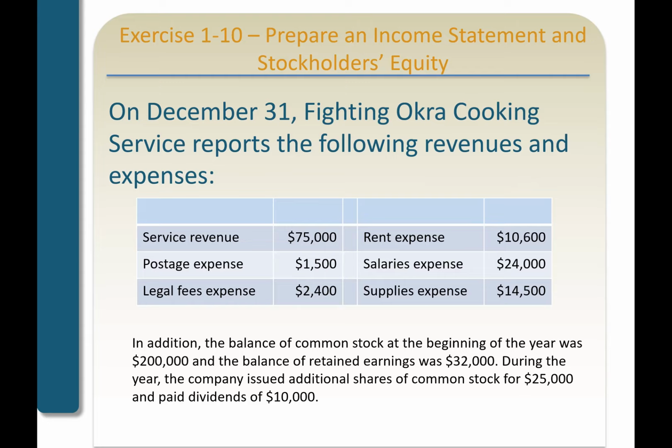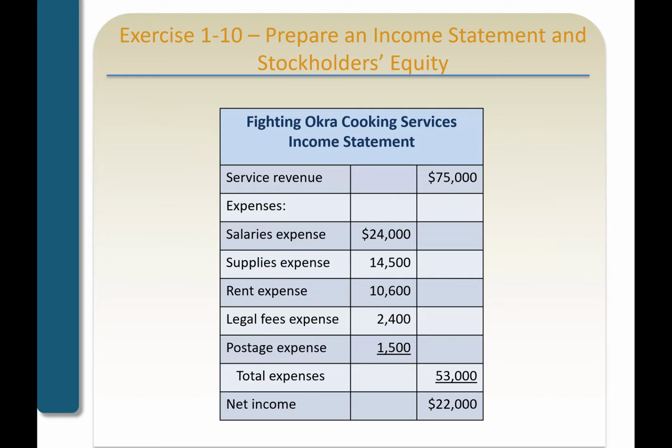On December 31st, Fighting Okra Cooking Service reports the following revenues and expenses. So it's giving us revenues and various expenses. What we're going to do just now is prepare an income statement. An income statement includes revenues and expenses. So our income statement will show service revenues of $75,000 and show all the expenses: salaries expense of $24,000, supplies expense of $14,500, rent expense of $10,600, legal fees expense of $2,400, and postage expense of $1,500.